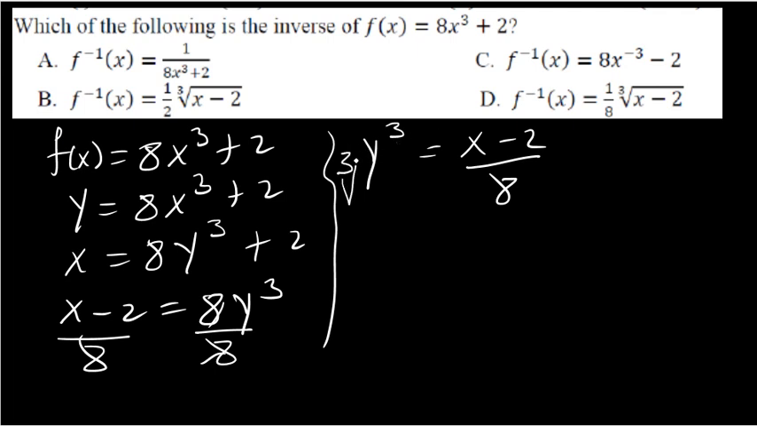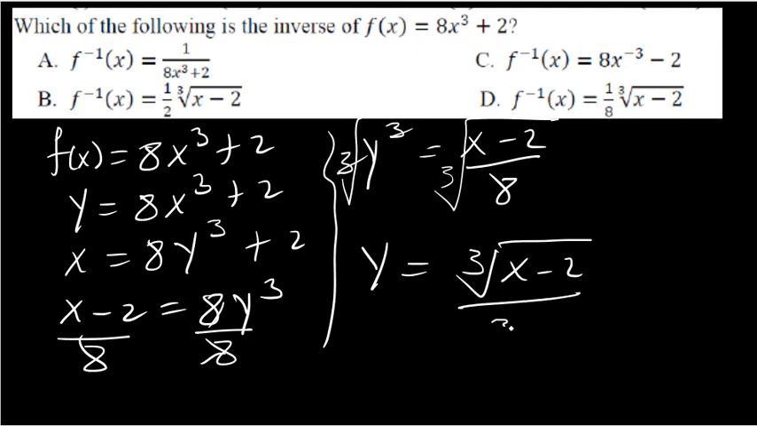It's better to take the cube root of both sides because the cube root is the reverse process of cubing. So y is equal to cube root of x minus 2 over cube root of 8. You can take the cube root for each, for numerator and denominator. So the cube root of 8 is 2. So 1 over 2 cube root of x minus 2. Or let's write it down. It will be more clear, better.